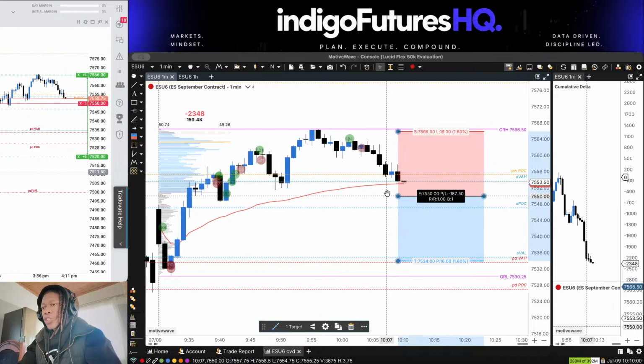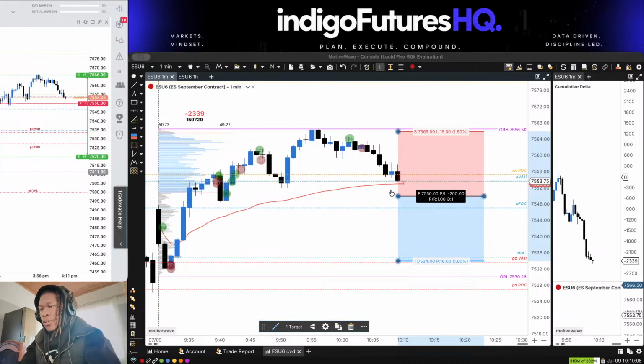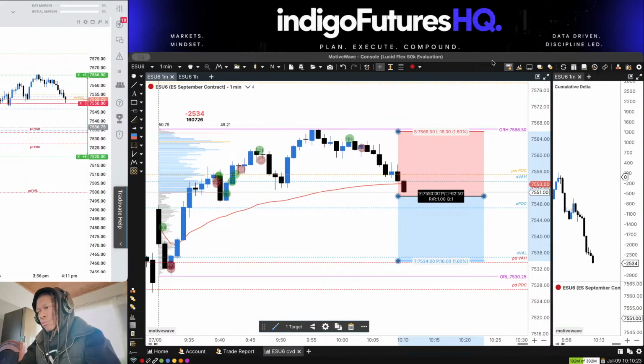We could come retest this value area low, rotate back in. So here we go. This is our value area, not our value area, this is our VWAP now. So do we buy the VWAP up, or do we fall through it? You know. One tick, we're almost there.